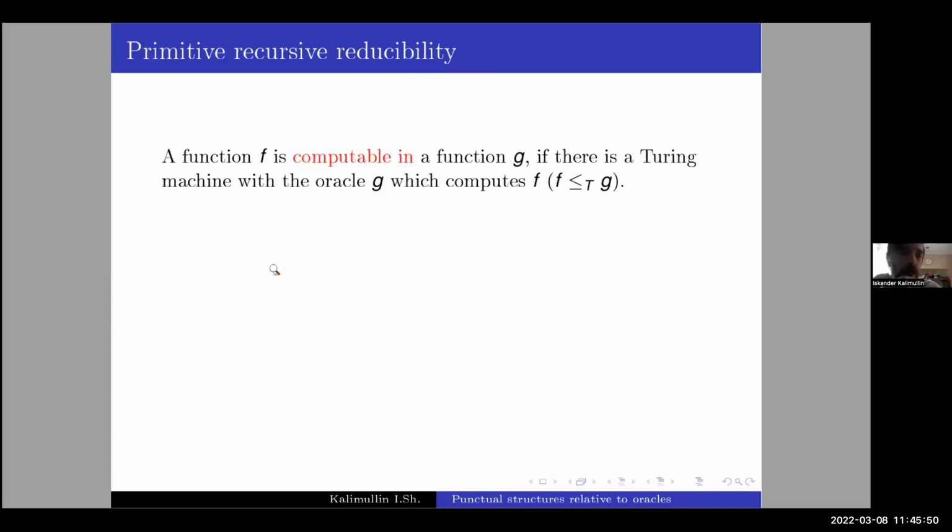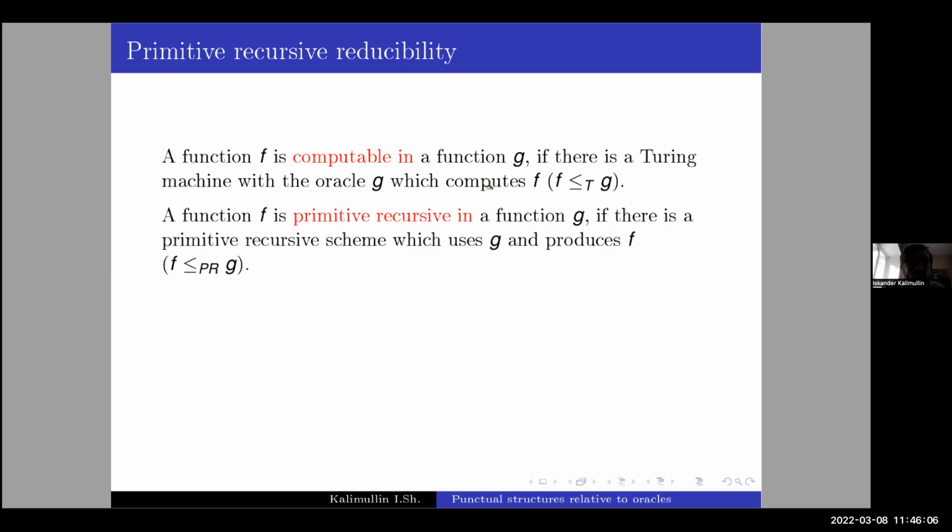So now I am going to introduce the degree spectrum corresponding to primitive recursive computation. Instead of the well-known Turing reducibility, I will use primitive recursive reducibility, which is also quite natural. The primitive recursive functions are defined inductively by the operations of superposition and primitive recursion, and there are some basic primitive recursive functions which generate all possible primitive recursive functions.